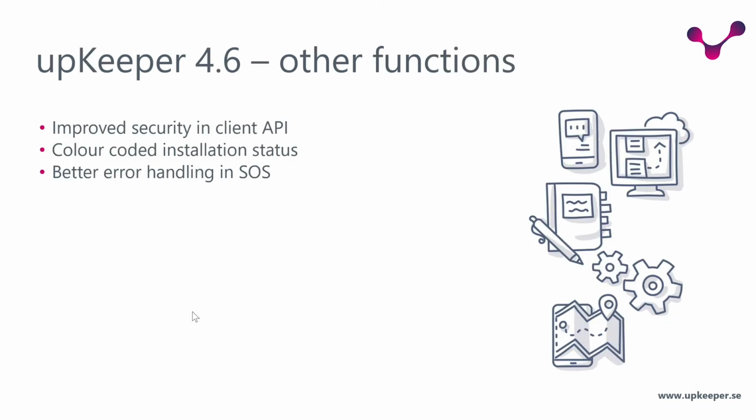So other features in 4.6, we have improved the security on the client API. We have added some hardware information as well, which makes it harder to mimic a computer or try to break something. We have color-coded installation status that will be more clear when you go into a listing of applications. We have added a lot of better error handling in the service operating system in 4.6.